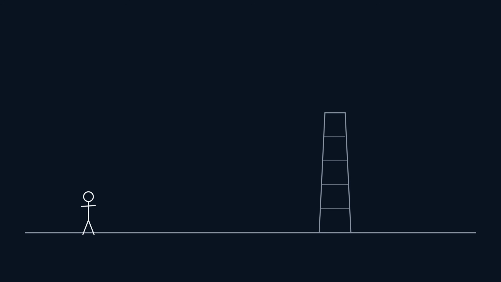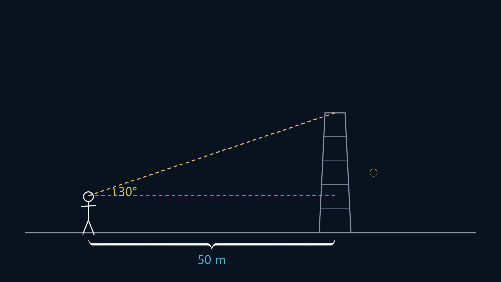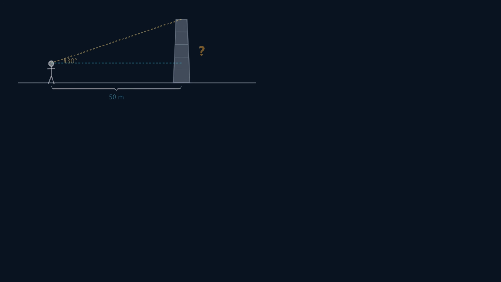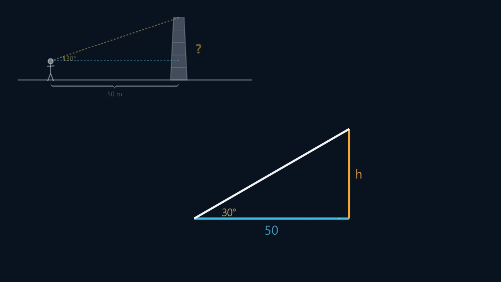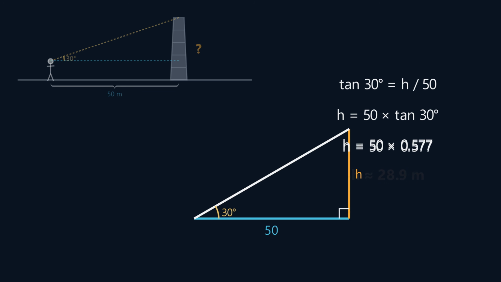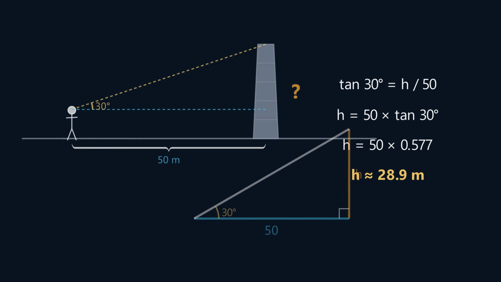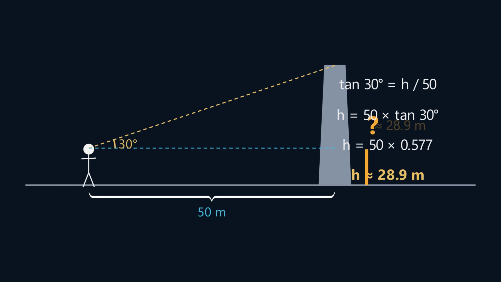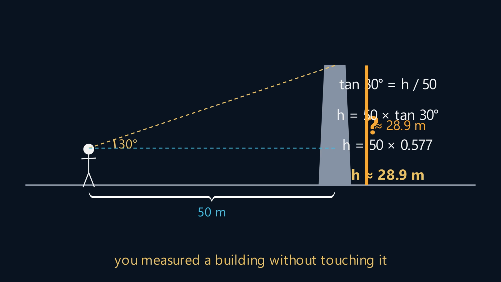Here is a classic. You stand 50 meters from a tower. You look up at the top, and the angle above horizontal is 30 degrees. How tall is the tower? The height is opposite the angle. The 50 meters is adjacent. Opposite over adjacent is tangent. So tangent of 30 equals height over 50. Tangent of 30 is root 3 over 3, about 0.577. Multiply by 50, and the tower is about 29 meters tall. You just measured a building without touching it.